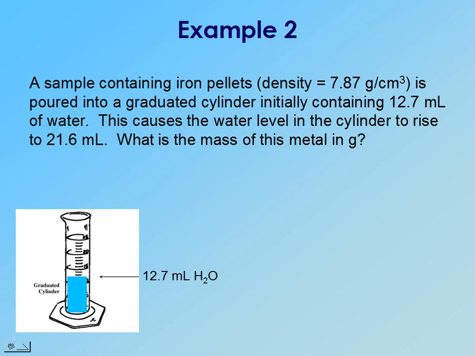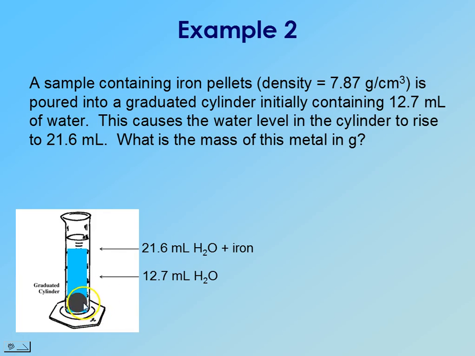We have 12.7 mL of water in it to begin with. We're going to take our iron pellet, we're going to plop it in there, and we see that it causes the water level to rise to 21.6 mL. So if we want to find mass, we want to get density and volume. We know the density of the iron, but we need to get the volume of the iron. And we can get that by subtracting these two, because that'll take away the water that was a part and leave us just with the iron.